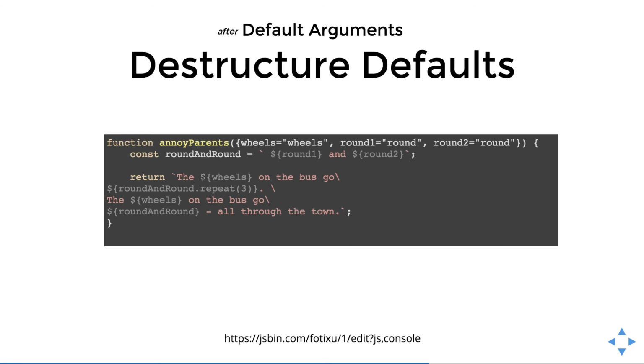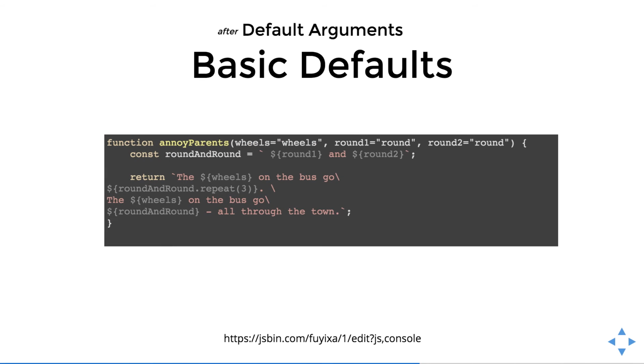So the difference between these three: this is a function that expects 4 arguments. You have defaults for each of them. If you wanted to bypass one of them, you actually have to pass in undefined. You can't pass in false. It has to be undefined if you want to skip one.